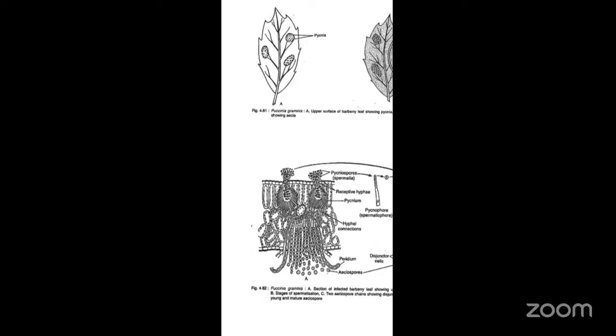So what is the causal organism? The causal agent of rust disease is Puccinia graminis tritici. It is a heteroecious parasite, completing the disease cycle in two hosts: wheat and the barberry. Two plants are needed to complete its life cycle, the wheat and the barberry. That way we can call it a heteroecious parasite.